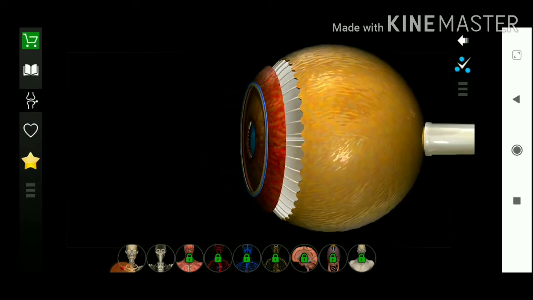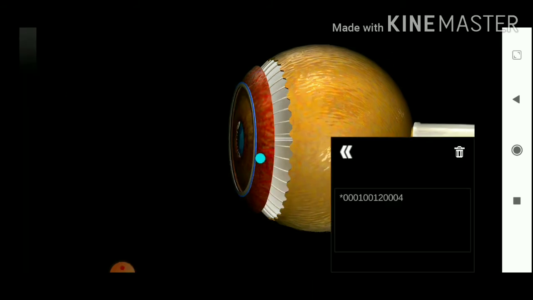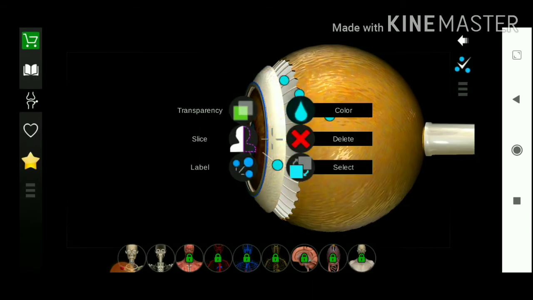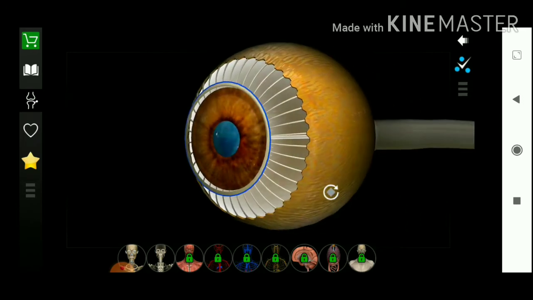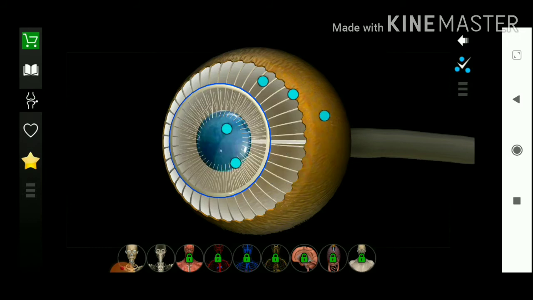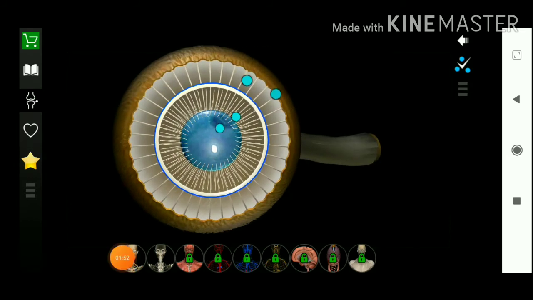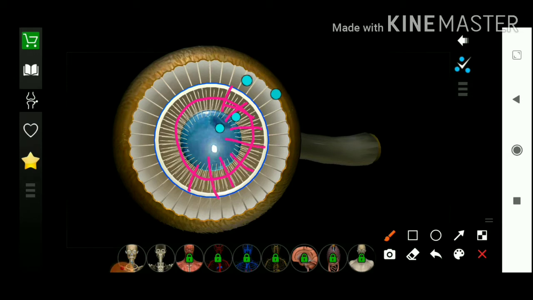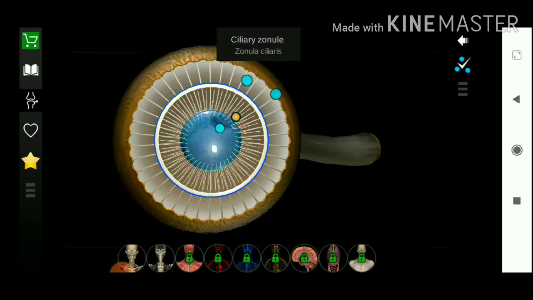Let us remove this ciliary muscle, and we have to remove the iris also. So this is the thickened vitreous membrane I was talking about. These are all the suspensory ligaments which tie the lens, and this is the thickened vitreous membrane, and if I put a dot in it, then you can see this is the ciliary zonule I was talking about.